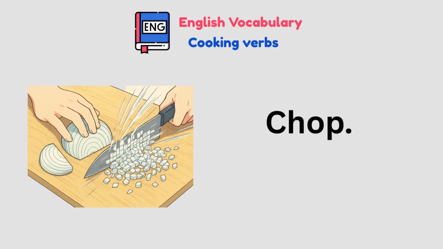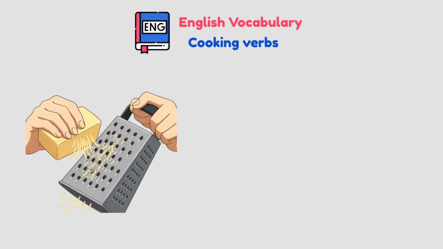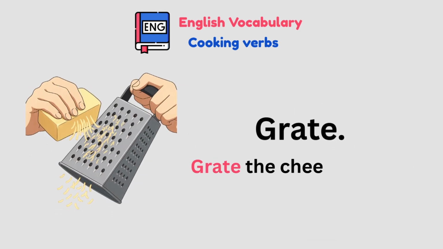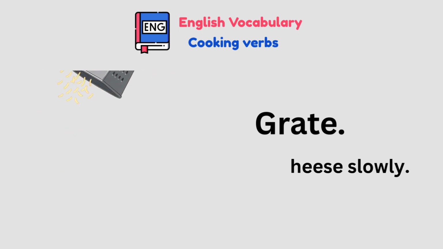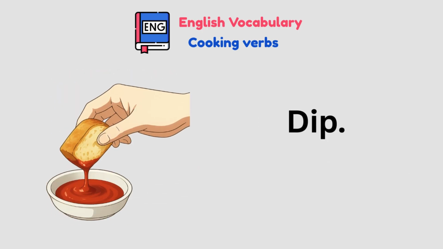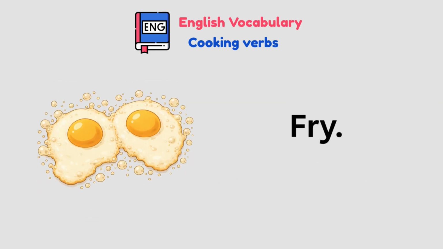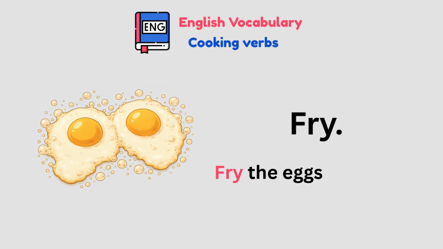Chop. Chop the onions finely. Grate. Grate the cheese slowly. Dip. Dip the bread in sauce. Fry the eggs carefully.